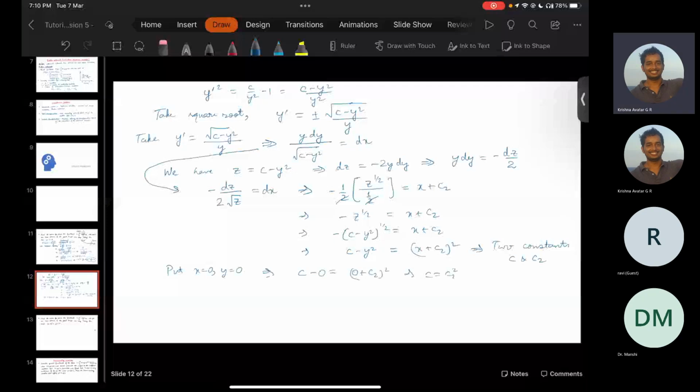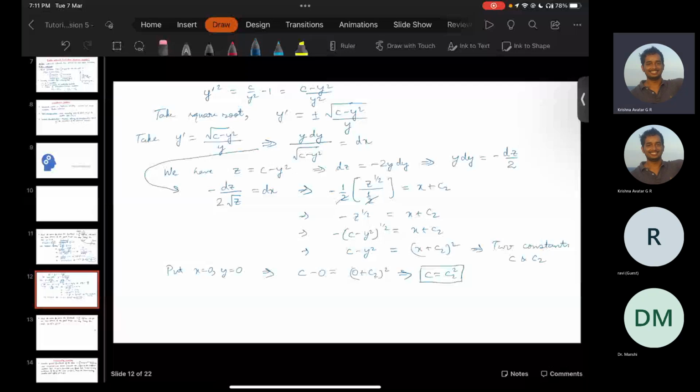So we have determined one relation between the constants. We were unable to get the actual expression for the constant, but at least we found a relationship between both the constants. Okay, so I'll just put this into our expression here, and then we'll have c2 squared minus y squared is equal to (x plus c2) whole squared.